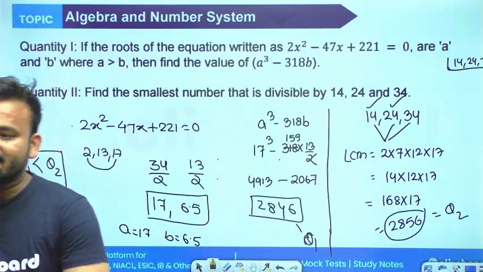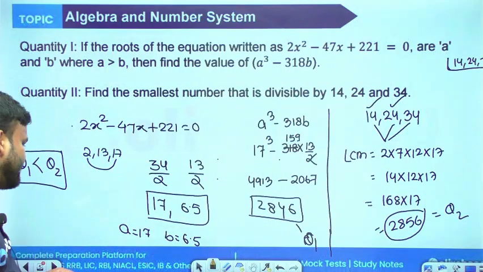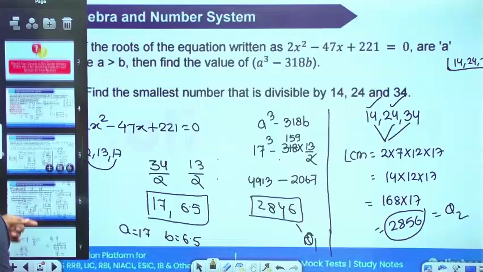I will be giving, see, this kind of question will be there in your examinations, okay? Quadratic or numbers.